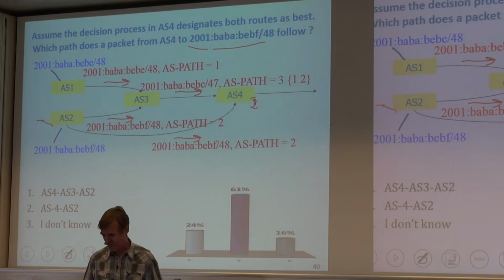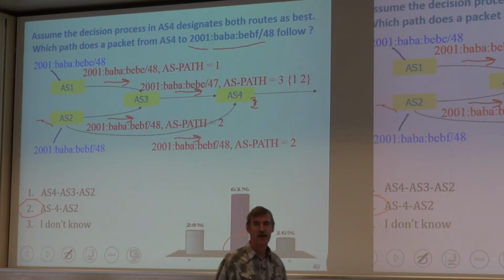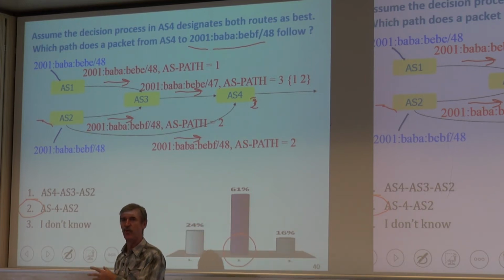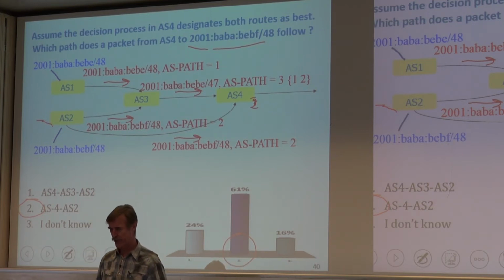And now the correct solution is the majority vote. In AS4, both routes are accepted. Therefore, we have in the routing tables both routes. Of course, we will see there are more details in the routing table than just the AS path list. But for this exercise, the information is sufficient.